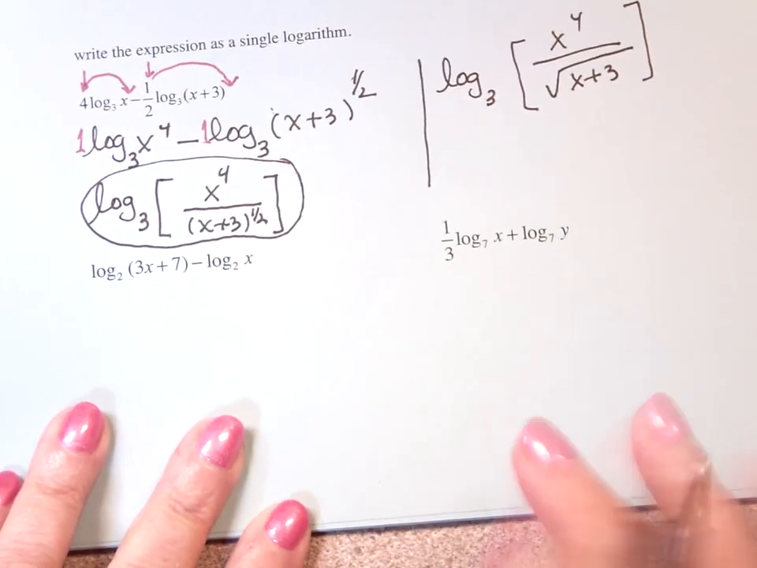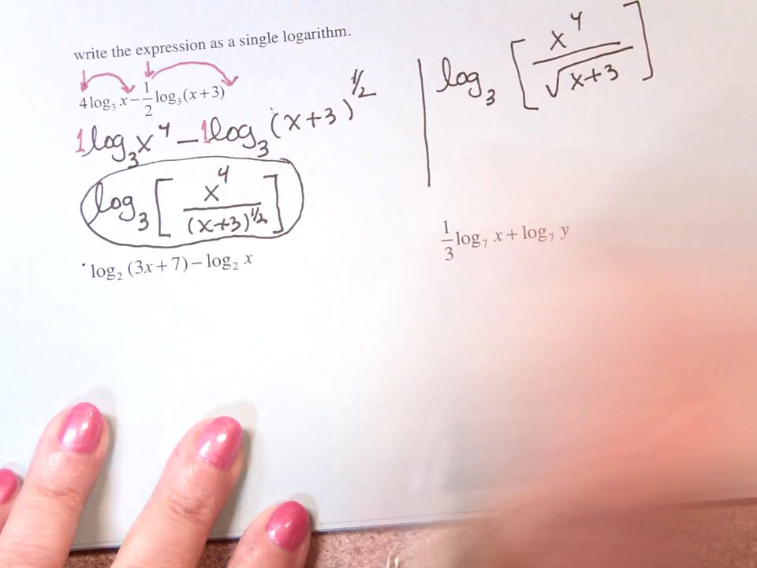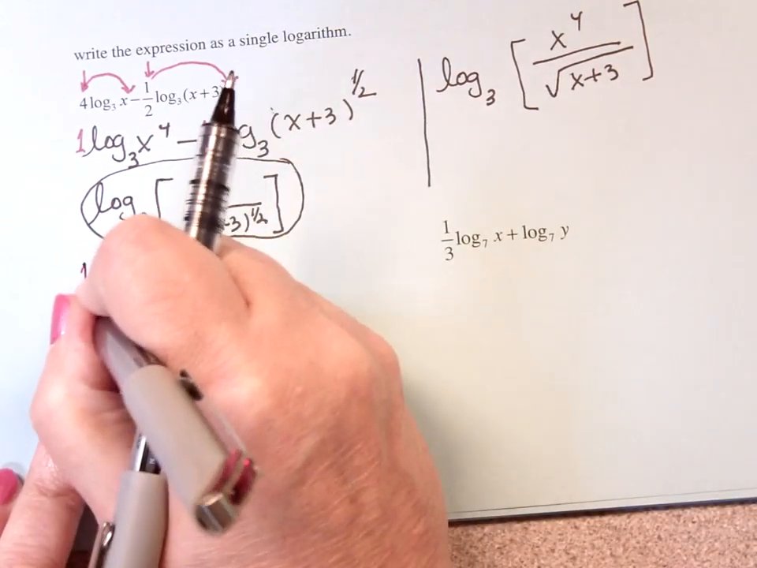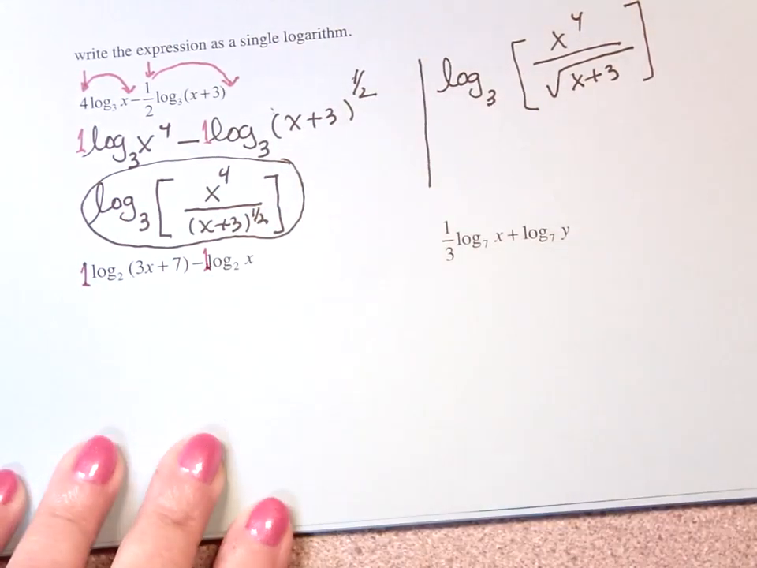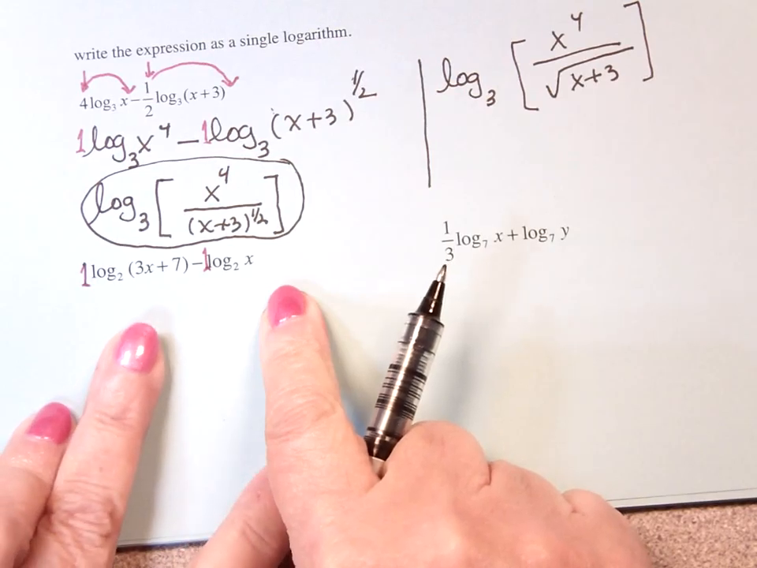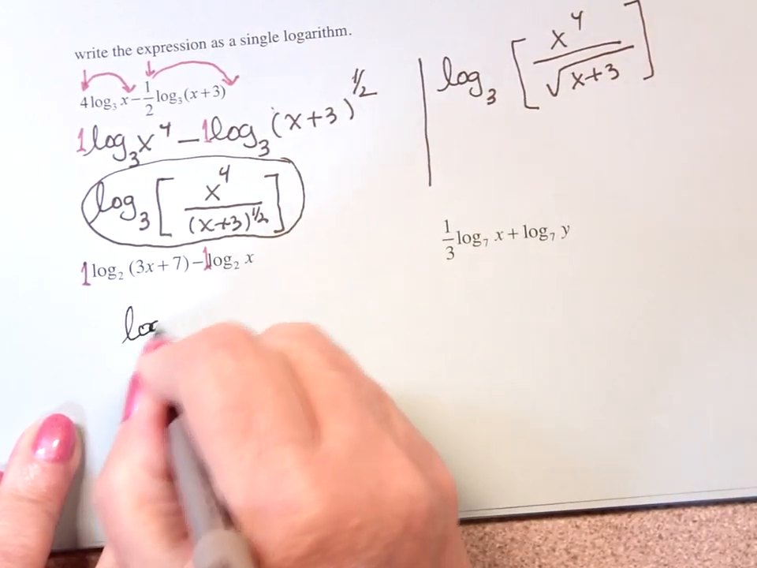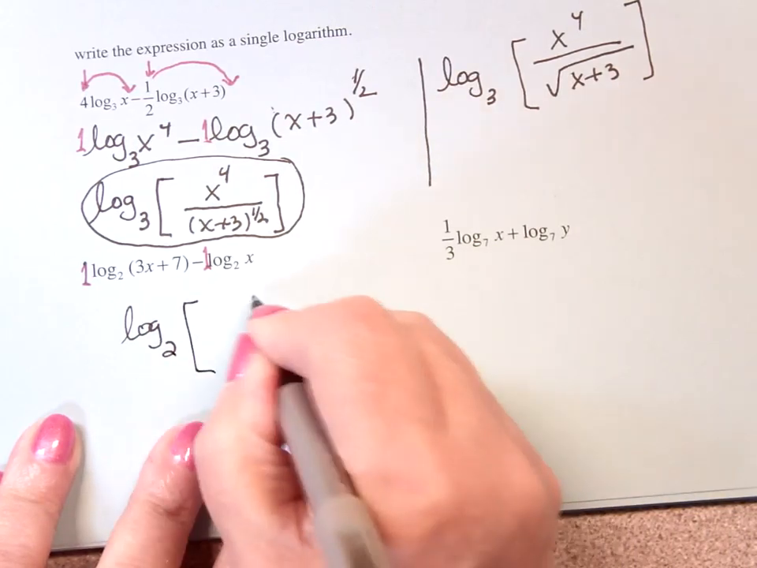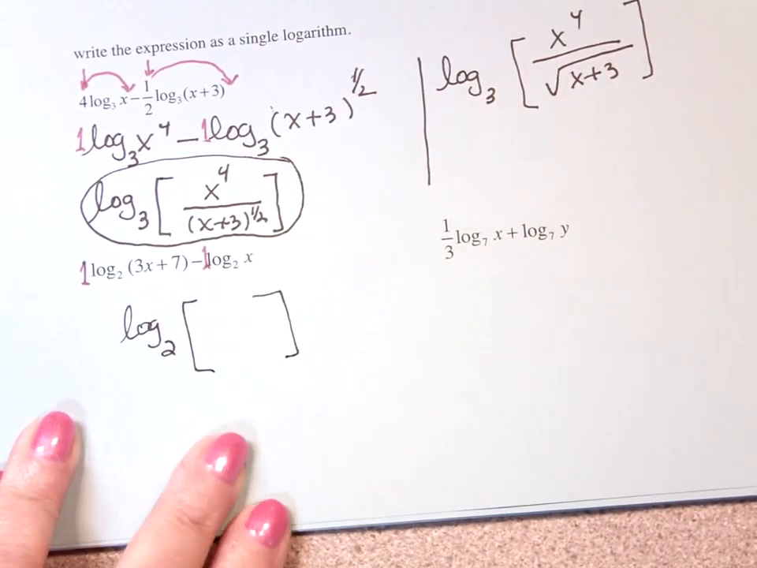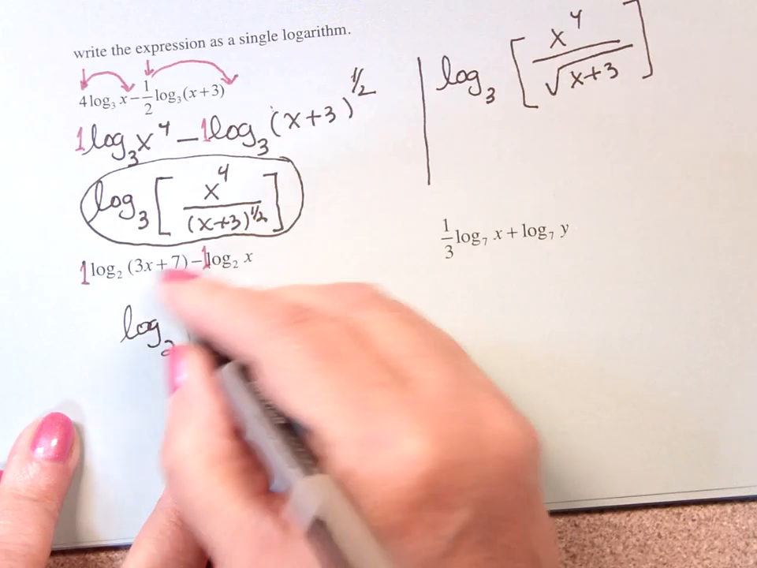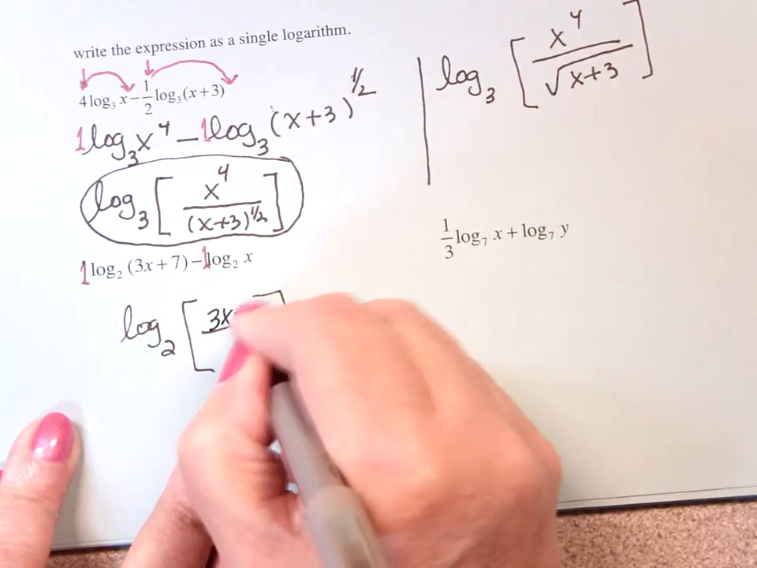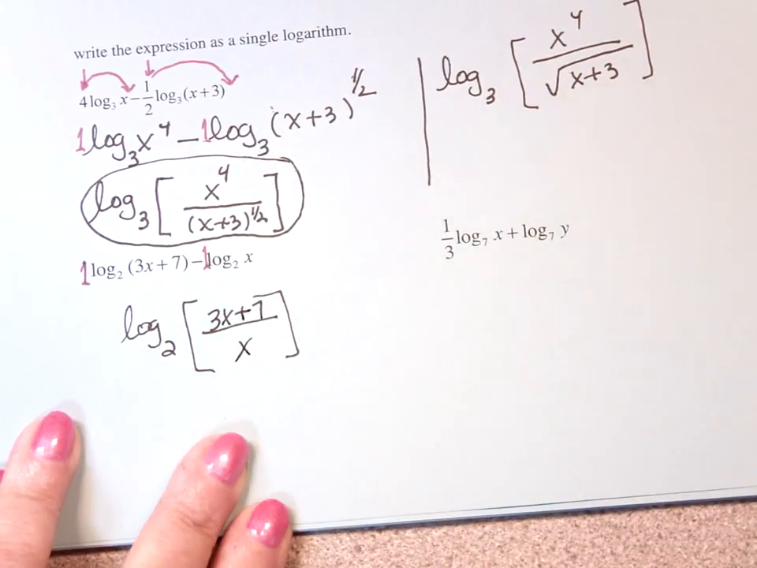So here we are. We look at the coefficients on the logs, and they're 1. It's a subtraction, and we know a subtraction turns into a division. So this is log base 2 of a division, where the numerator is 3x plus 7 and the denominator is x. And that's as good as it gets.